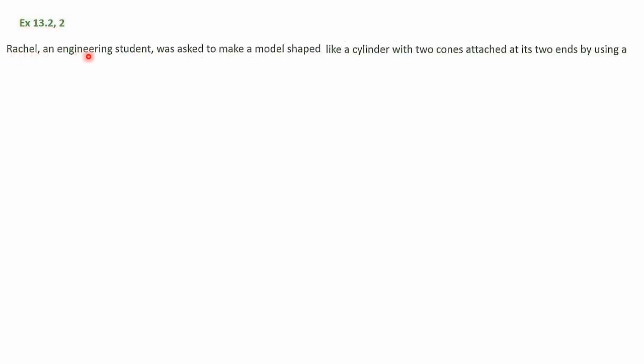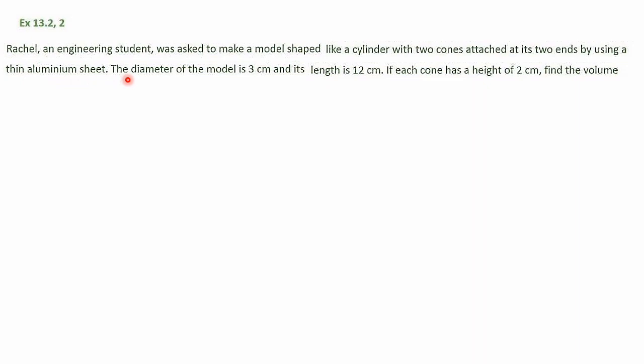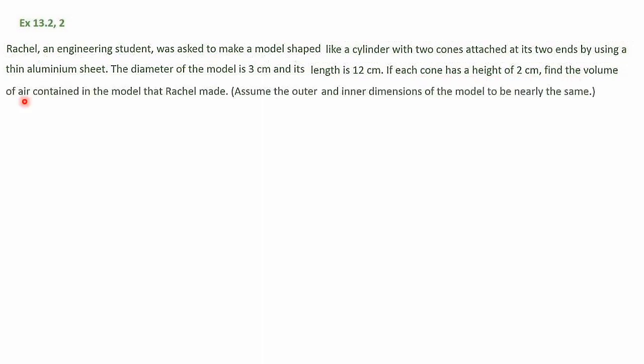Next, we shall discuss question number 2 from exercise 13.2. The question is, Rachel, an engineering student, was asked to make a model shaped like a cylinder with two cones attached at its two ends by using a thin aluminum sheet. The diameter of the model is 3 cm and its length is 12 cm. If each cone has a height of 2 cm, find the volume of air contained in the model that Rachel made. Assume the outer and inner dimensions of the model to be nearly the same.